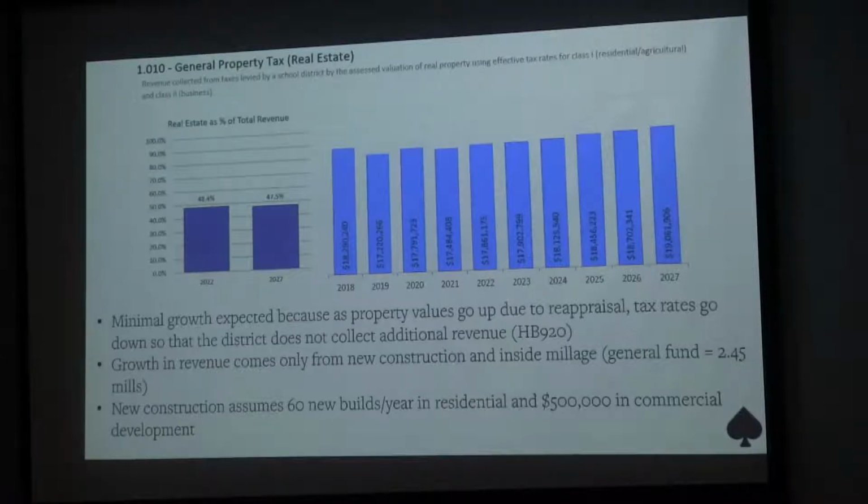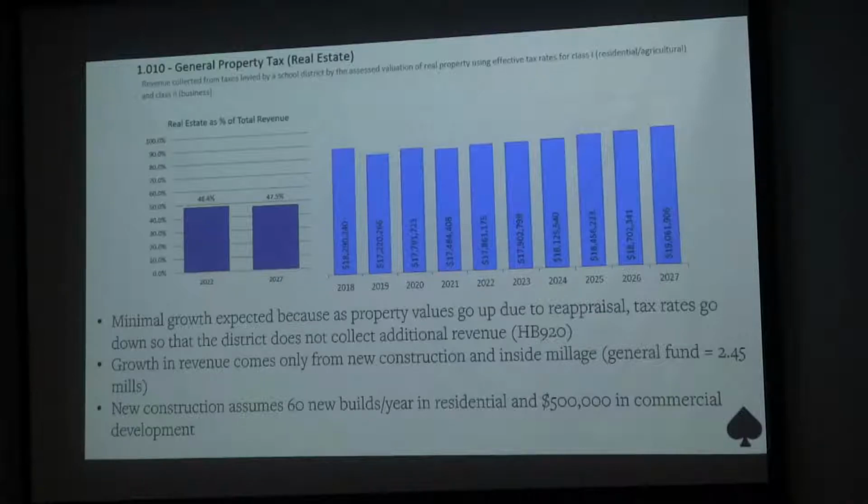So with that in mind, I did include the 30% number here for tax year 2023, but you don't see any significant increase in our revenue in the out years, and that's why, that reduction factor. The only growth that we do see is due to new construction and inside millage, which is a very small portion of our total operating millage.